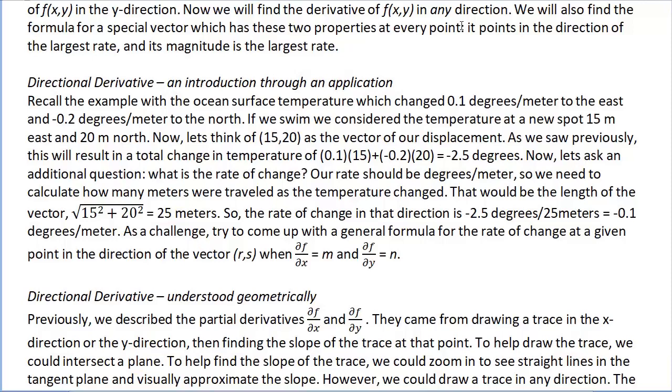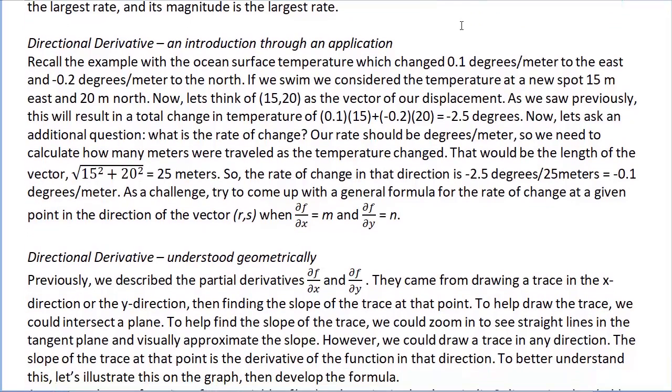Now, we focused on the x direction where y is constant and the y direction where x is constant. But there's no reason to only consider those two specific traces. Starting at a point and drawing a line either along the surface or along the tangent plane, how many ones can you draw? How many directions can you head in? Infinitely many directions. So that's going to be our task.